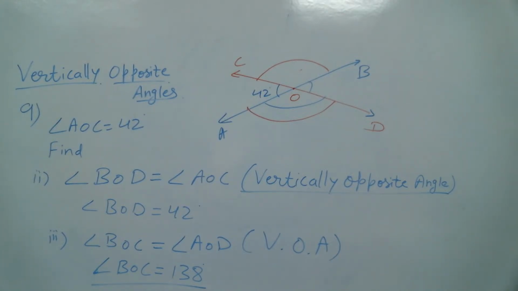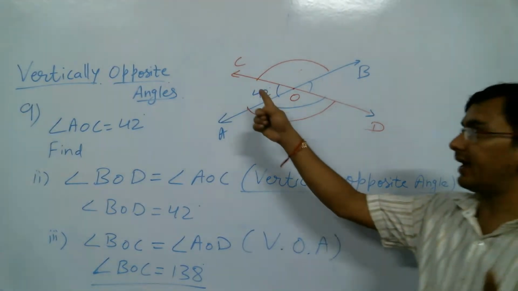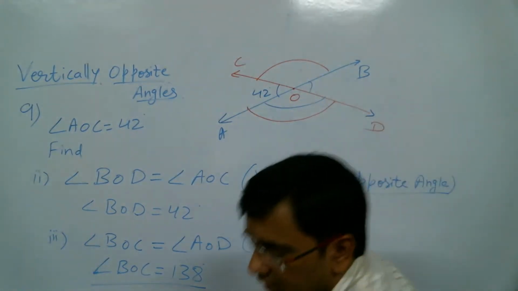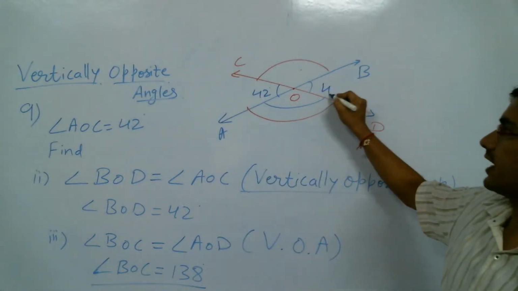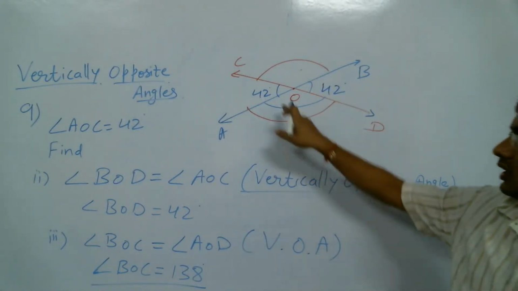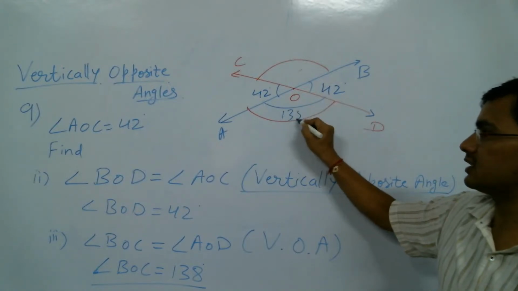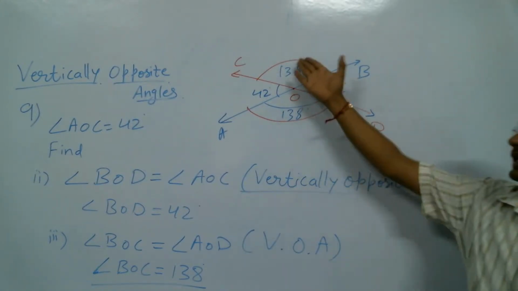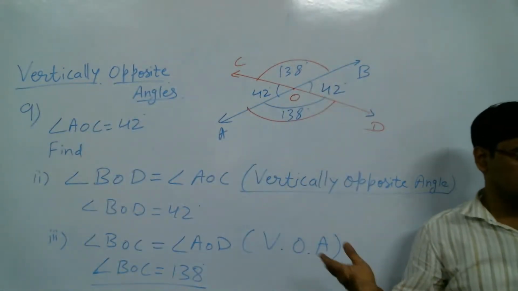So it's very easy here. If we know one angle, we can find all three angles. Yes, angle 1 was 42, so our opposite angle also becomes 42. Linear pair we have found that this is 138, so this is also 138. So the vertically opposite angles are equal.